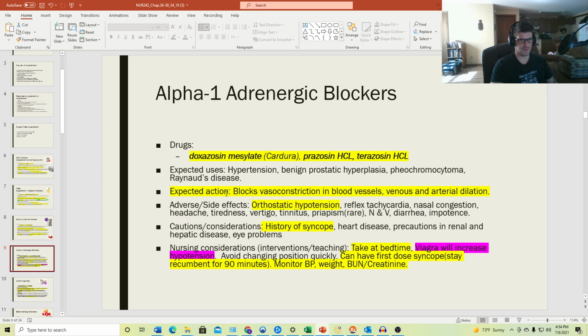Expected action: blocks vasoconstriction in blood vessels, venous and arterial dilation. Doesn't really say how. I might dig into that a little bit further, but I don't know if I need to. So again, expected action of alpha-1 adrenergic blockers, doxazosin, prazosin, and terazosin: blocks vasoconstriction in blood vessels, venous and arterial dilation. So it causes venous and arterial dilation.